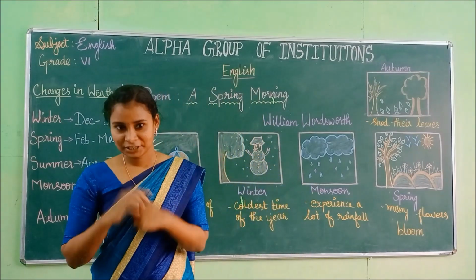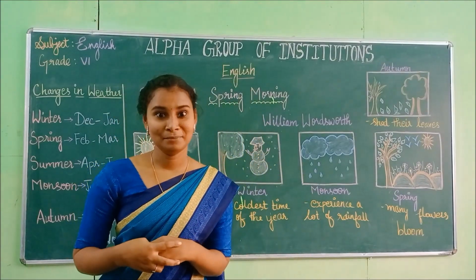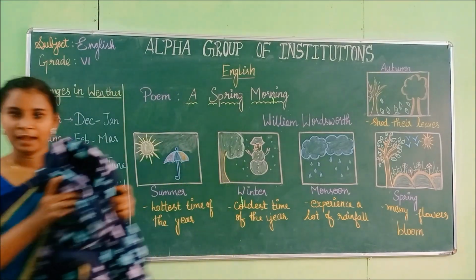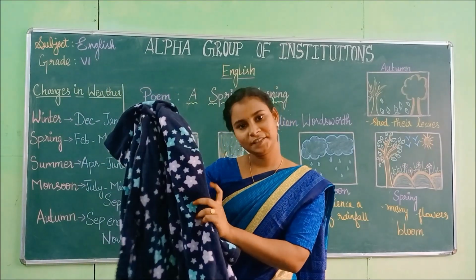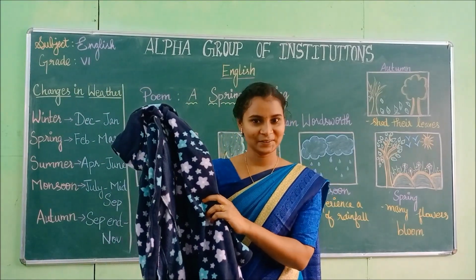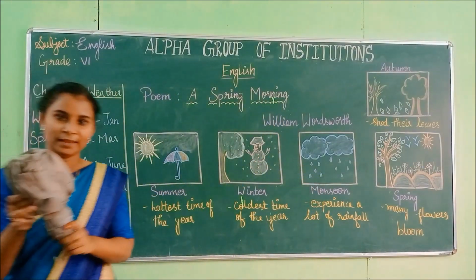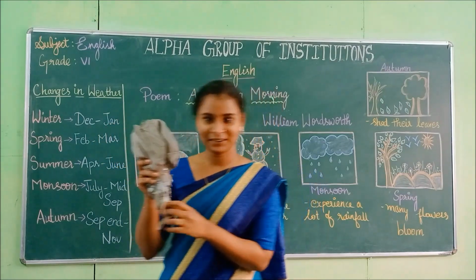Before getting into the lesson, I'll show something and let's see whether you can tell me the answer. Yes, children, are you able to see this? Can you tell me what is this? Yes, very good. It's a sweater. And tell me what is this? Yes, it's an umbrella. Very good.